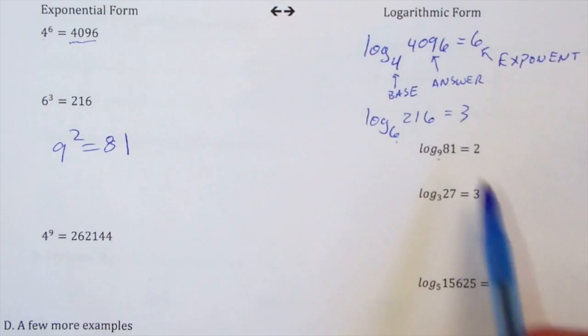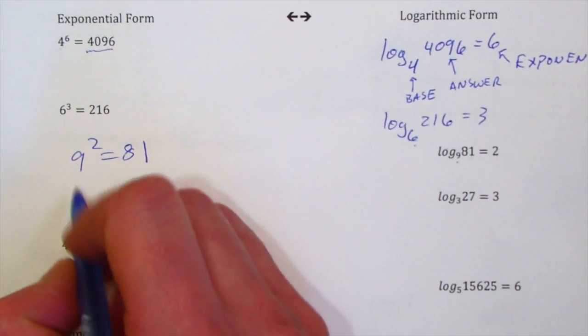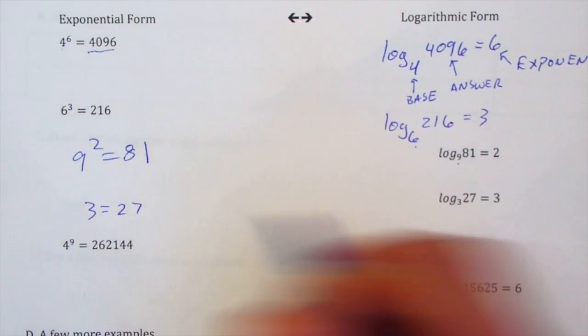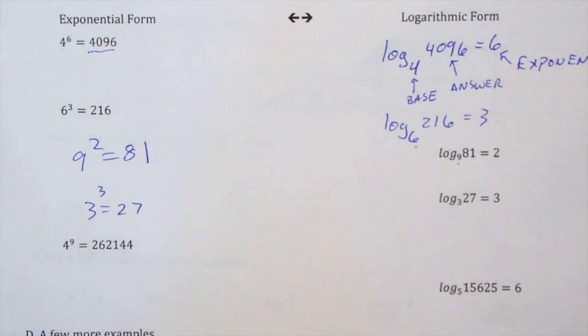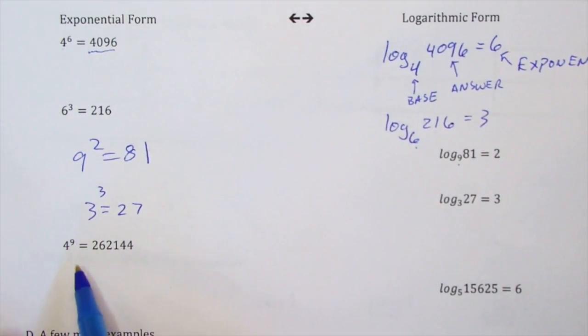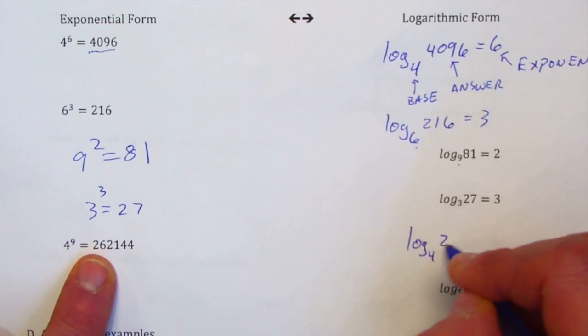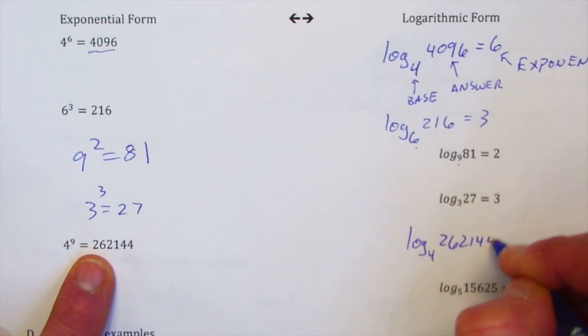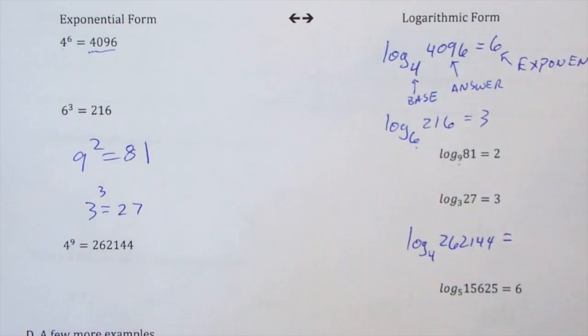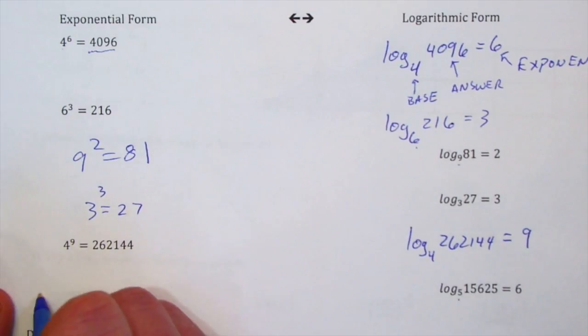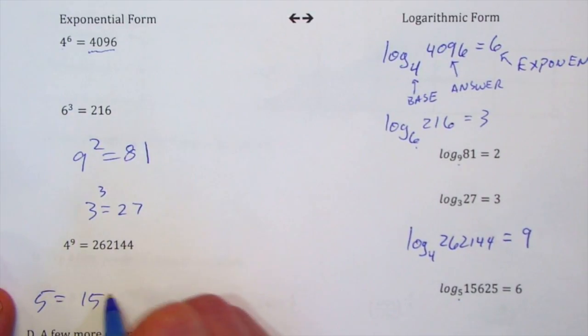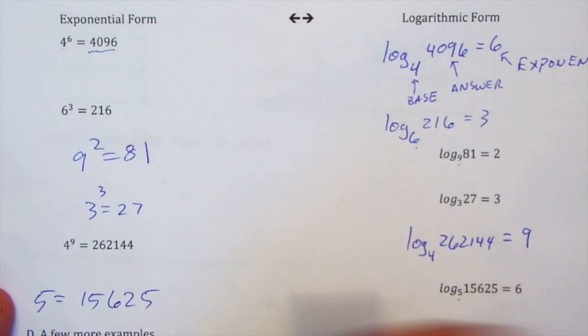All right, pause it, see if you can do the last 3. Same thing here. This says start with a 3, end with a 27, and the exponent is a 3 that takes you there. Oh, it looks like the base is 4, so I have log base 4. The number that gets logged is 262144, and the exponent that it solves for is going to be a 9. Same thing over here. This says start with a 5, end with a 15625, and the exponent is a 6 to change it.